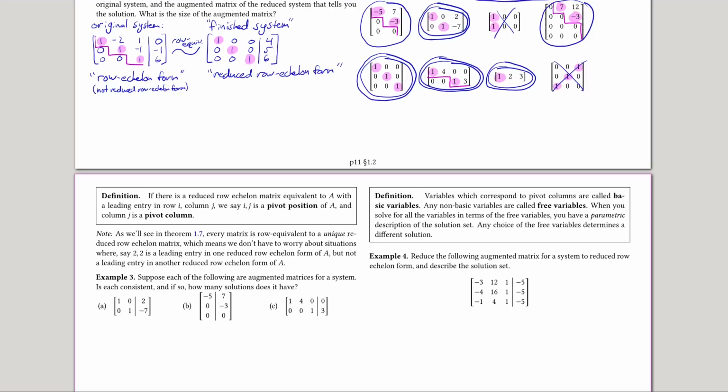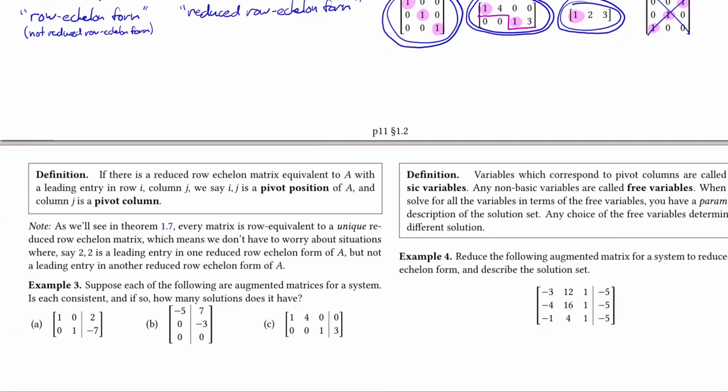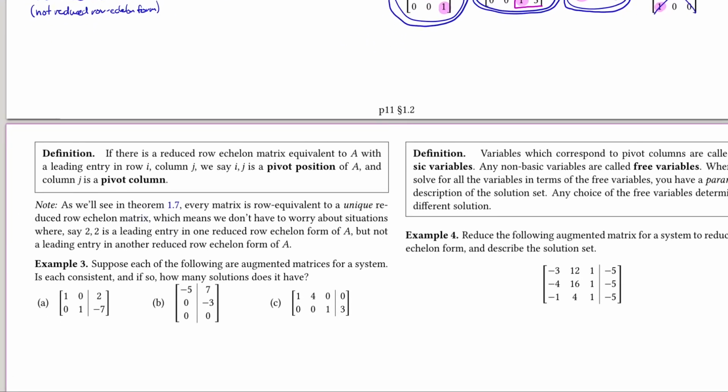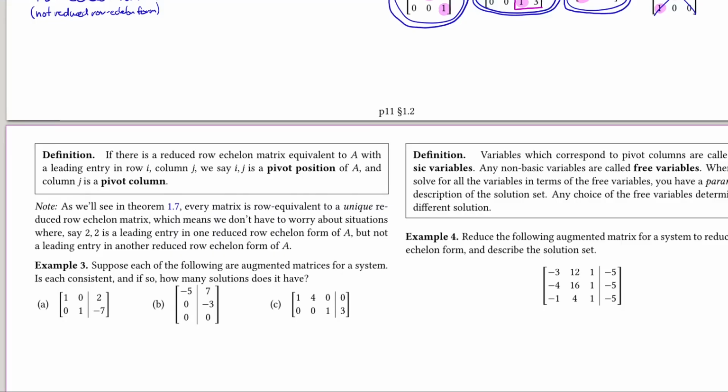Okay, welcome back. Let's look at this next definition here. We'll try to make sense of this. This is an important one. We're going to be talking a lot about pivot positions and pivot columns and free variables and such throughout the class. So, first of all, let's read this and then we'll maybe look at an example.